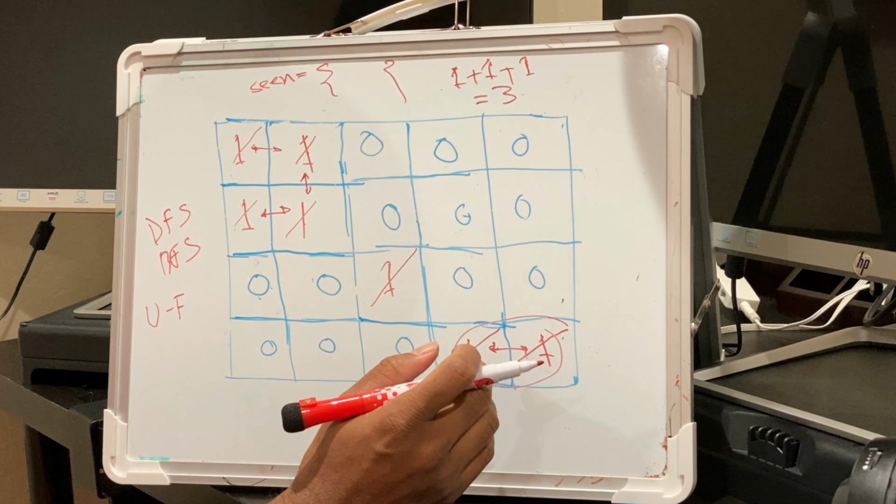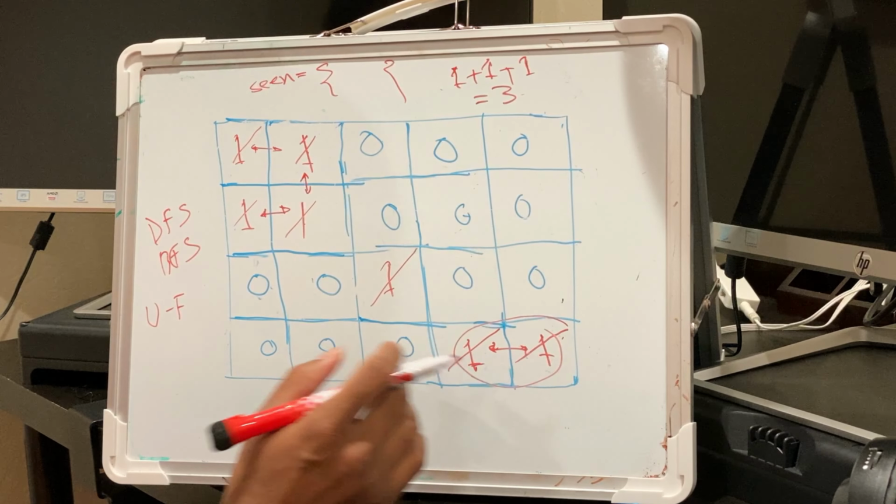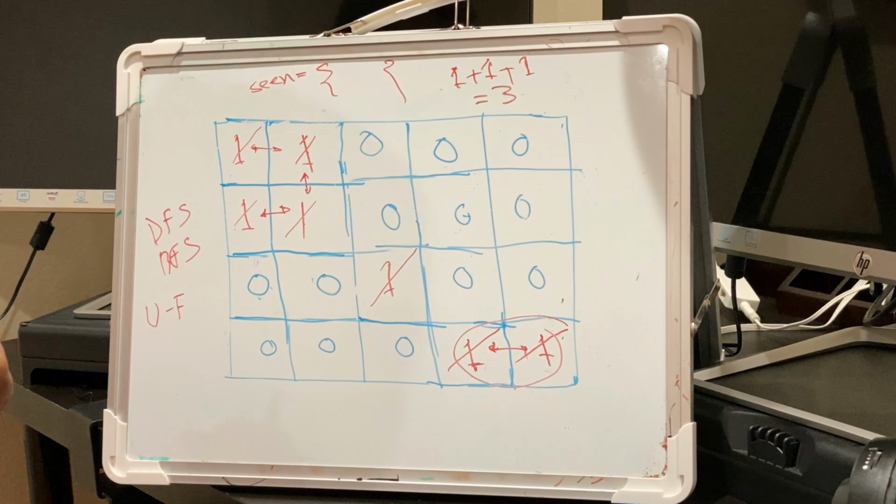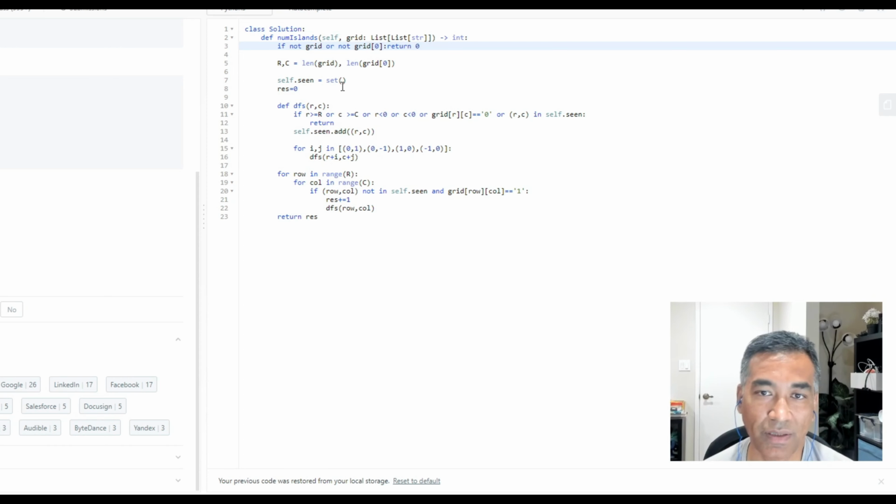So this is how, using a simple graph traversal, we can solve this number of islands problem. So let's go check the actual code. All right, so here's the solution in Python. def numIslands. We are given a grid, which is a list of strings, and we need to return an int. That means how many islands are there in the grid.